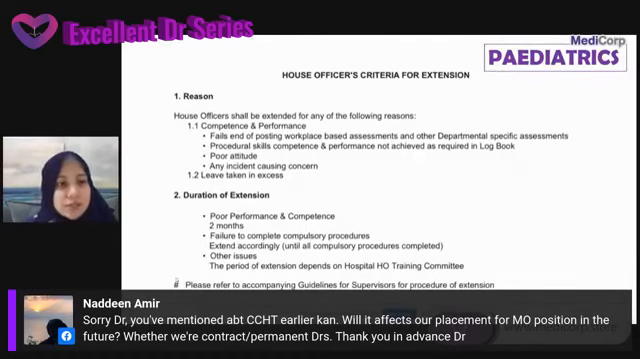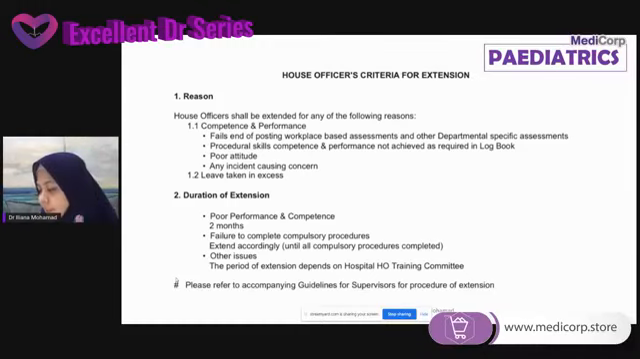Okay, so let's see what the pediatric logbook says about criteria of extension. Reason of extension is competence or performance, fail end of posting, procedural skill competence and performance not achieved as required in logbook, means you didn't complete your logbook.